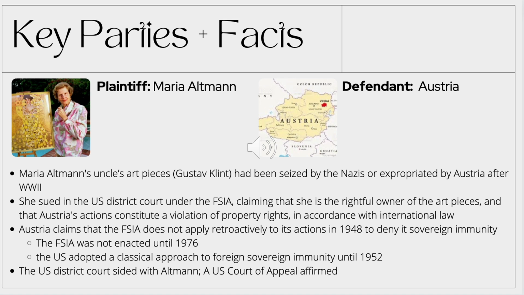Austria claims that the FSIA does not apply retroactively to its actions in 1948 to deny it sovereign immunity because the FSIA was not enacted until 1976 and because the U.S. adopted a classical approach to sovereign immunity until 1952. The U.S. District Court sided with Altmann and a U.S. Court of Appeal affirmed.